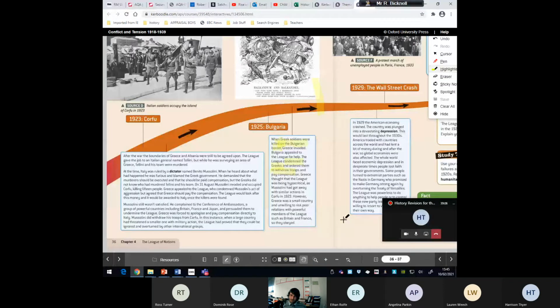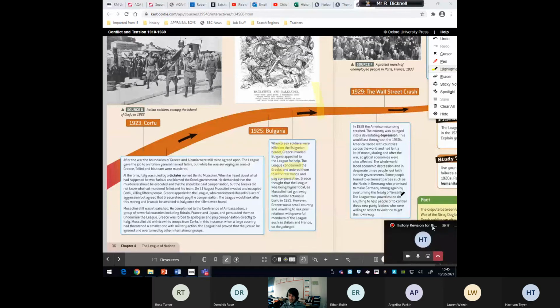We had a failure with Vilna, then a success in Upper Silesia, a success with the Åland Islands, success in Bulgaria, and now another failure when we consider the Wall Street crash. Okay, 1929, we're going to look at this in a bit more detail in a moment. There's a devastating depression that would last throughout the 1930s. Okay, something really, really bad. Countries suffered all over the world.